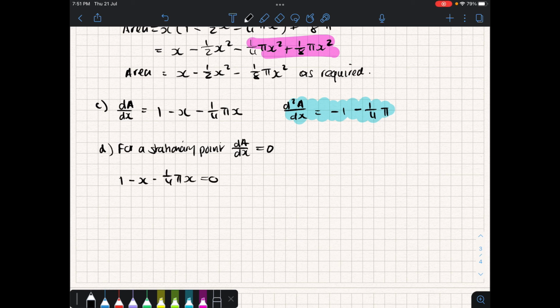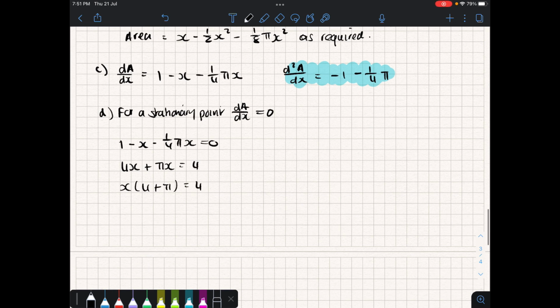So I'm going to move the x's over and I'm going to multiply everything by 4 to get rid of that quarter. So I'm going to get 4x plus pi x equal to 4. And then I'm going to pull out the x and get x times (4 plus pi) equal to 4. And so x is going to be equal to 4 over 4 plus pi. So that's the value that is where my stationary point is at. Now I'm going to leave it like that because that's easier to put into my calculator to calculate the value.